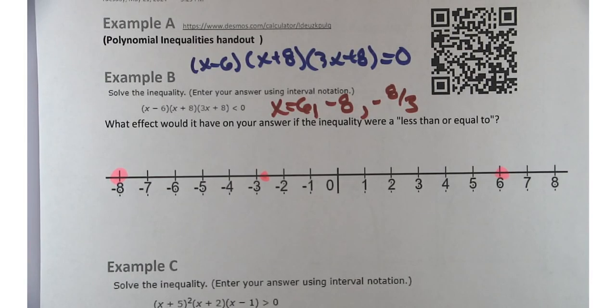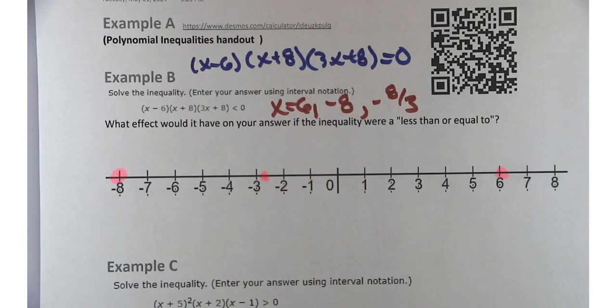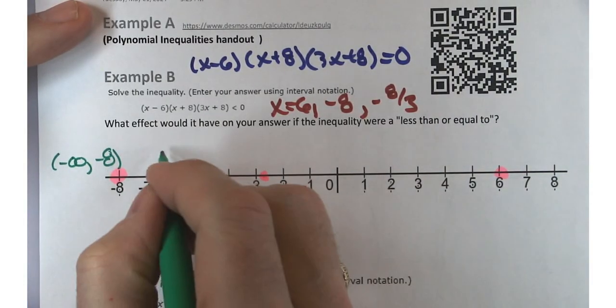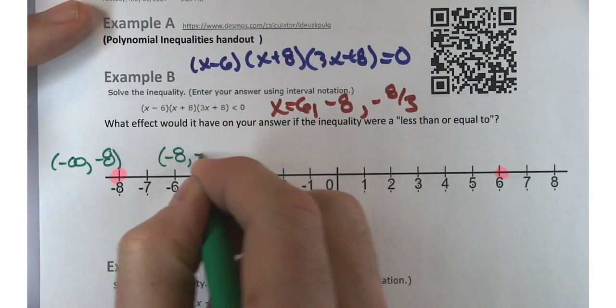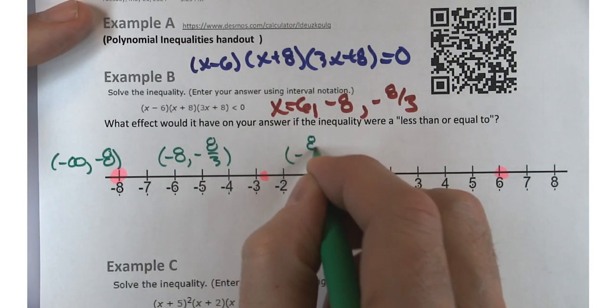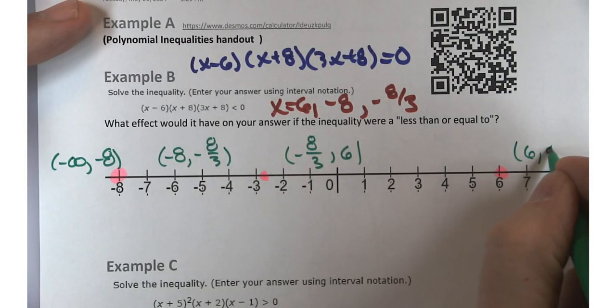These points create intervals along our x-axis. So Pfeiffer, maybe you can help me out. I need some intervals here. What are these intervals going to be? Negative infinity to negative 8. Good. Negative 8 to negative 8 over 3. Good. Negative 8 over 3 to 6. Mm-hmm. 6 to infinity. Nice.